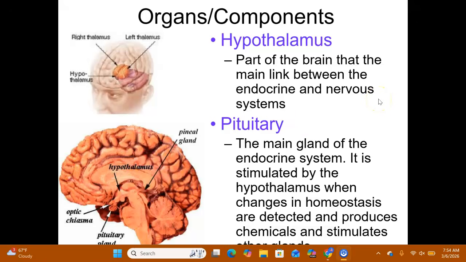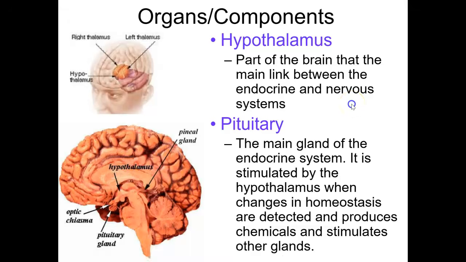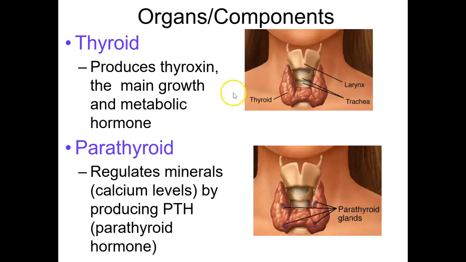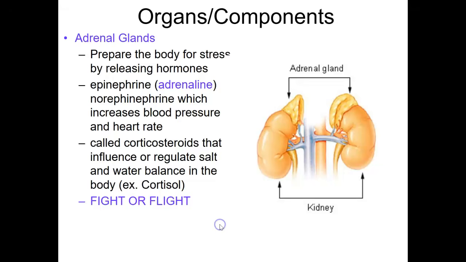So in your brain, the hypothalamus is the part of the brain that is the link between the endocrine and nervous system. The pituitary is also a main gland of the endocrine system. It's stimulated by the hypothalamus when changes in homeostasis are detected. There's the thyroid and the parathyroid, which produce some different hormones. The adrenal glands produce adrenaline, which is your fight or flight response.